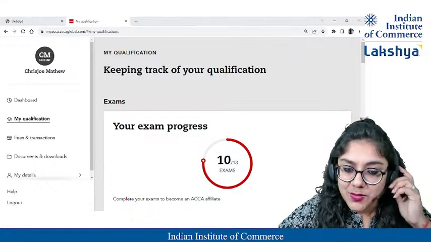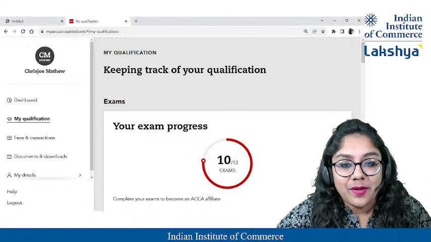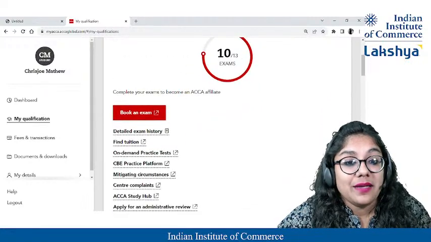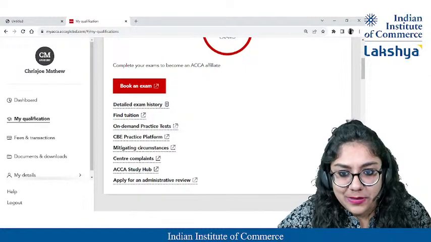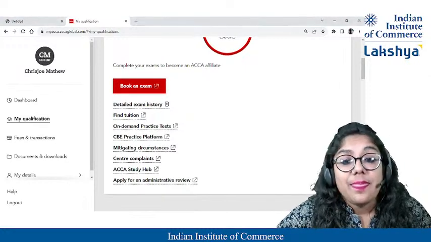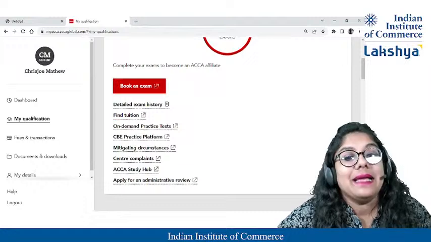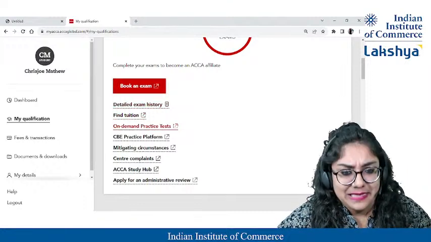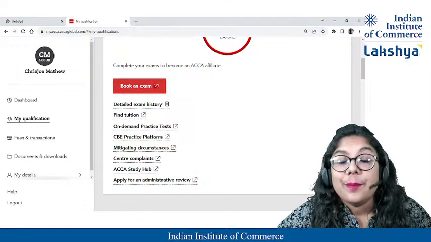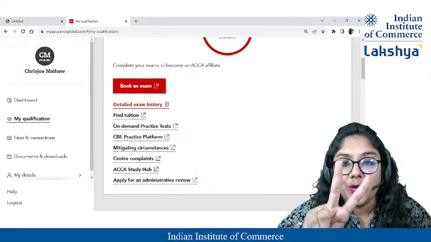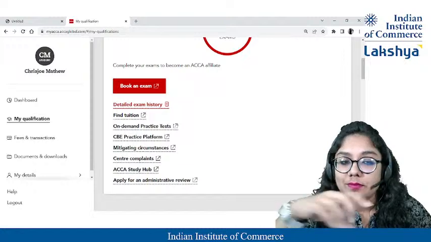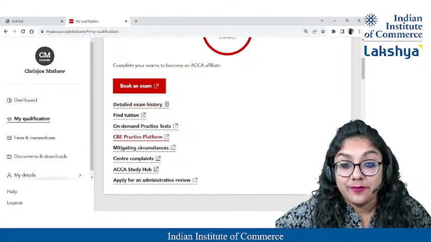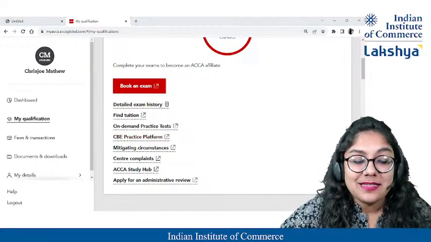So he's my SBS student, so he has already given his paper, and over here there are 3 papers remaining to be an ACCA affiliate. Now I can either book my examination, understand my history, find tuition, or give a public demand test, etc. But the 2 most important topics we have to keep an eye on are the CBE practice platforms, where I have to practice.